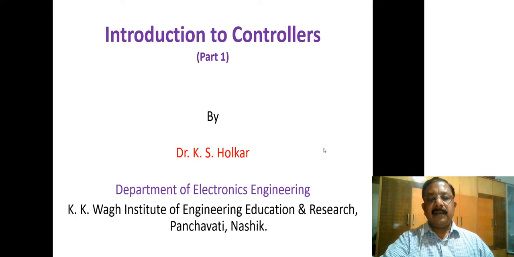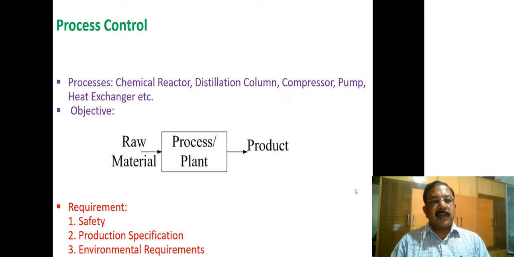To understand the importance of a controller, it is necessary to know the process. Once the process is known very well, the use of the controller will be easier. In process control, there are various processes that can be controlled using a PID controller. The processes are chemical reactor, distillation column, compressor, pump, heat exchanger, etc.